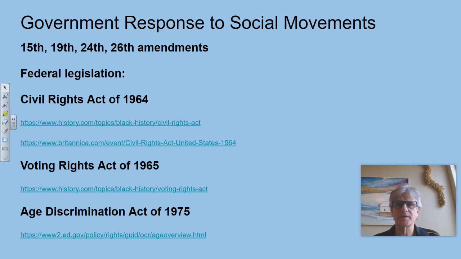The government response to these has basically been amendments and some federal legislation. The 15th Amendment gave African Americans the right to vote. The 19th Amendment gave women the right to vote in the 1920s. The 24th Amendment made the poll tax unconstitutional. The 26th Amendment gave people 18, 19, and 20 years old the right to vote.